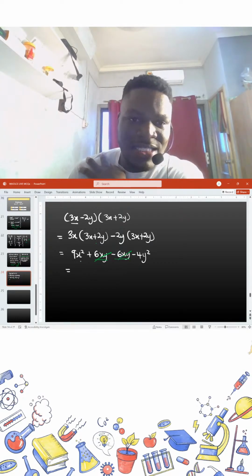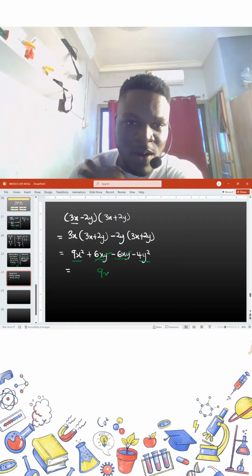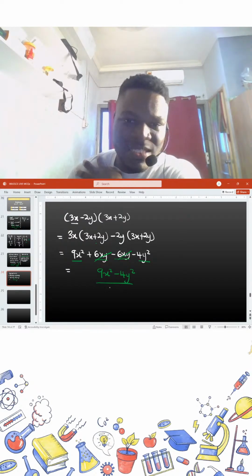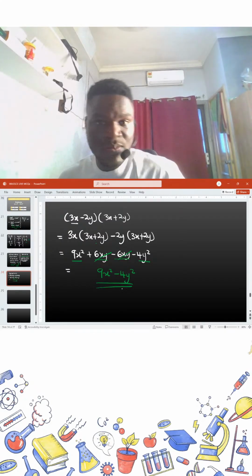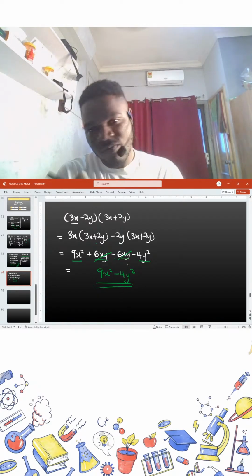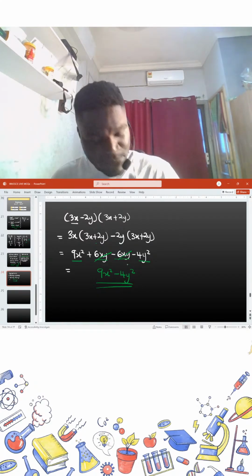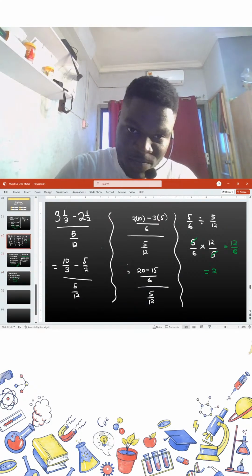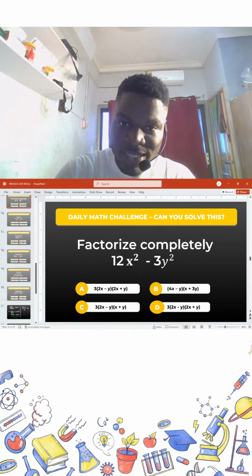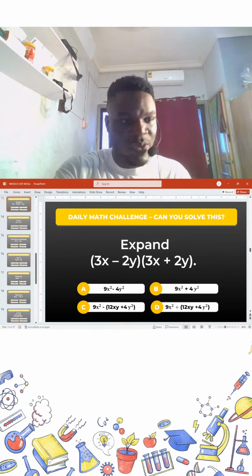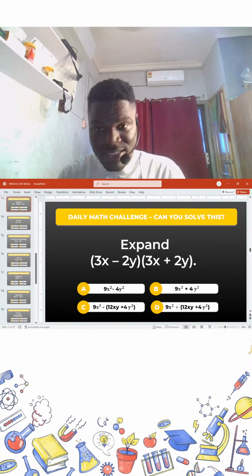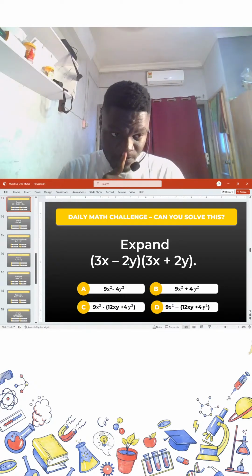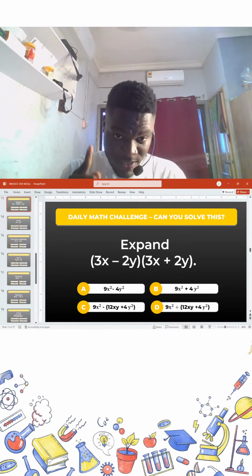So once they cancel each other out, all I'm left with is this and this. So if I rewrite them, I'll have 9x squared minus 4y squared. And this becomes my answer for this particular expression. So my final answer is 9x squared minus 4y squared, and that is the correct answer. Okay, so let's go back to our question. Yes, we have to expand this, and the answer is option A, 9x squared minus 4y squared.